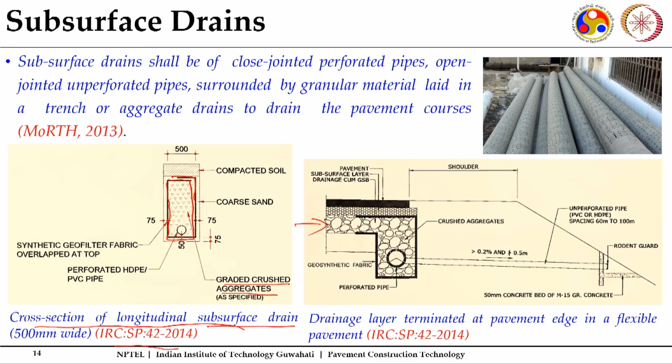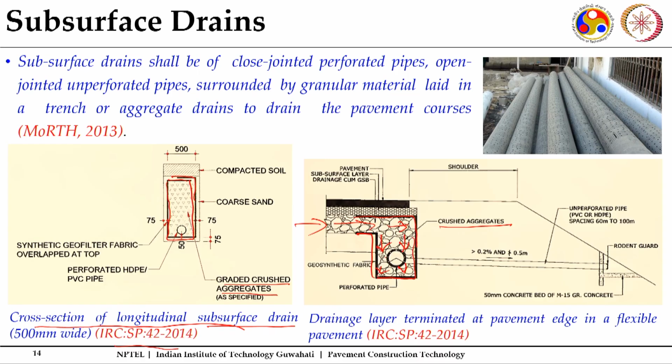Now, how this is constructed, you can see this is the drainage layer. This particular one is a synthetic geofilter layer which you can put. This is the same gradation that you have for the drainage layer. You have the perforated pipes, and this is the crushed aggregate, because the same material as the drainage layer can be used here, and these are the perforated pipes, perforations are shown there.